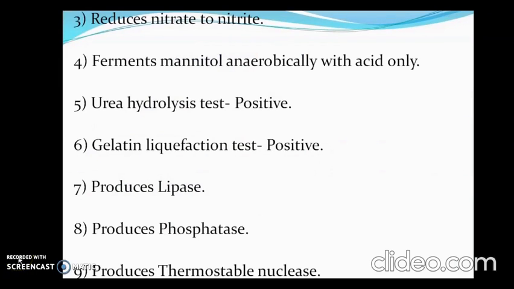Besides the catalase and the coagulase test, other biochemical reactions that predict the Staphylococcus aureus presence are that it reduces nitrate to nitrite, it ferments mannitol anaerobically with acid only, and it is positive for both the urea hydrolysis test and the gelatin liquefaction test. It has the ability to produce lipase, phosphatase, and thermostable nuclease.